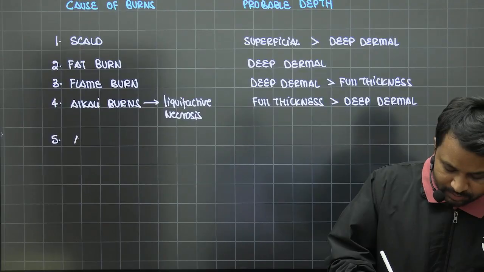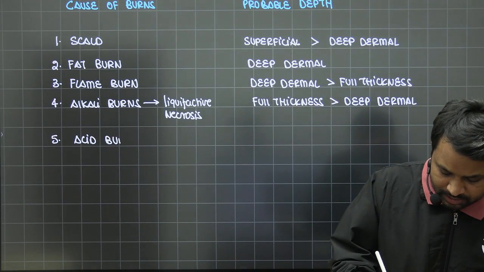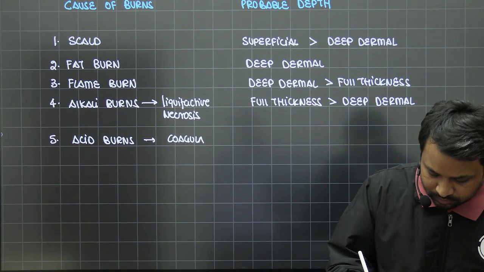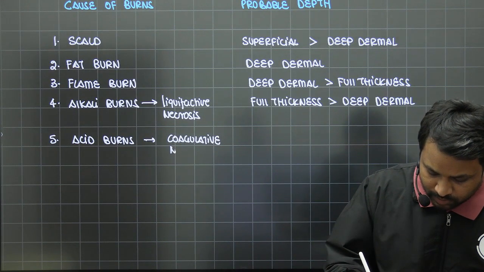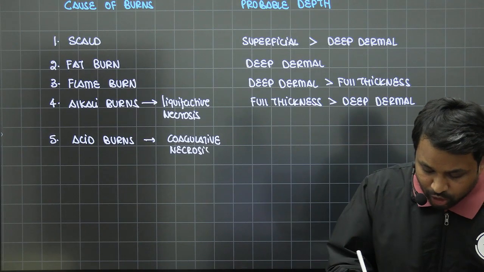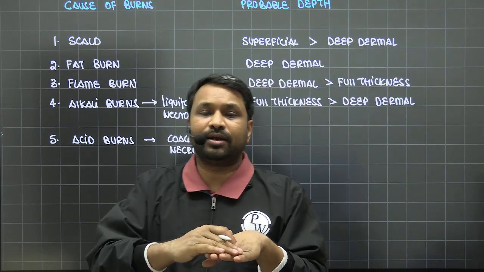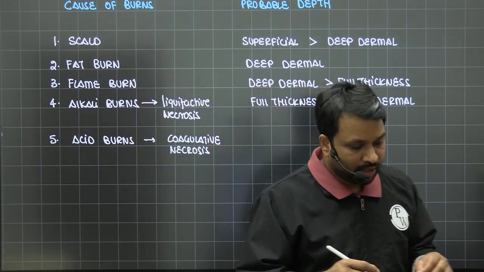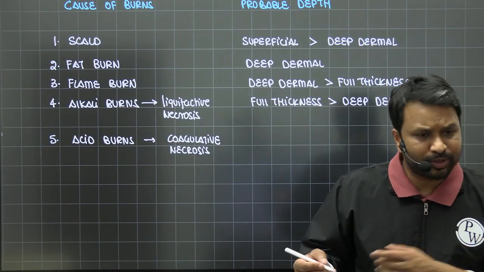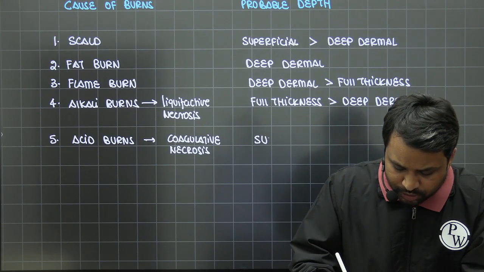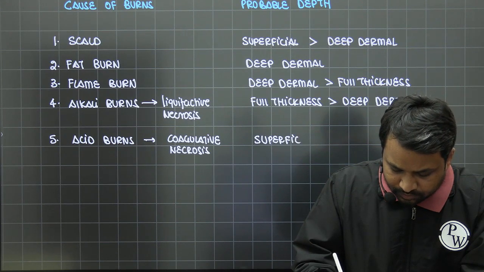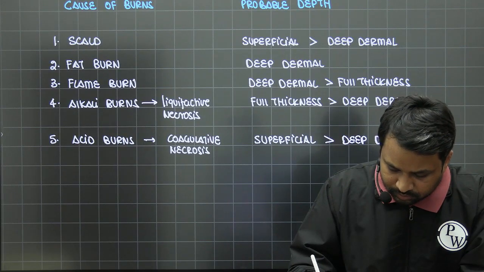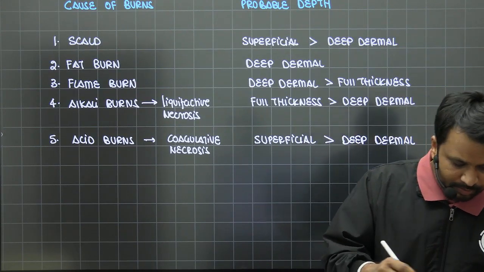Next you have the acid burns. The acid burns are associated with coagulative necrosis. The minute it forms the coagulum, that itself acts as a barrier and won't allow the acid to penetrate into deeper tissues. So hence usually it is going to be superficial to deep burns. Usually it is superficial when compared to deep dermal.